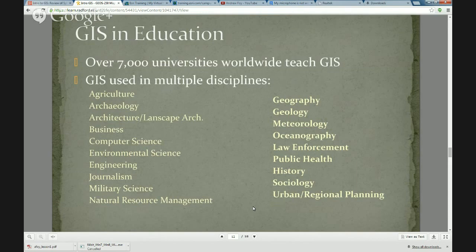It's being used in agriculture and archaeology and business. There's now a fusion between computer scientists and geographers who use GIS. It's really all over the place. You see maps on the Weather Channel where meteorologists are predicting how severe a snowstorm or a rain event is going to be. Oceanographers are using it. It's used in law enforcement and public health now. There's virtually GIS being used almost in every discipline that we see out there today.